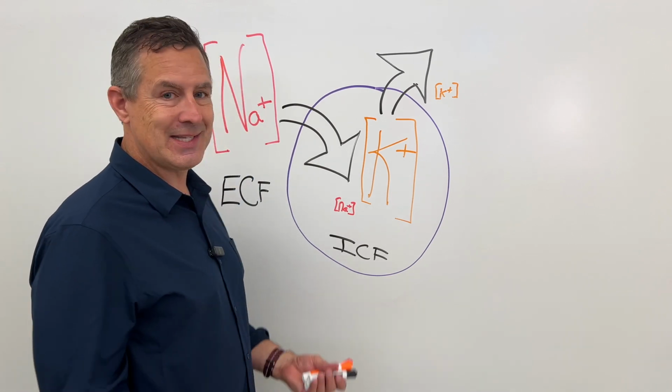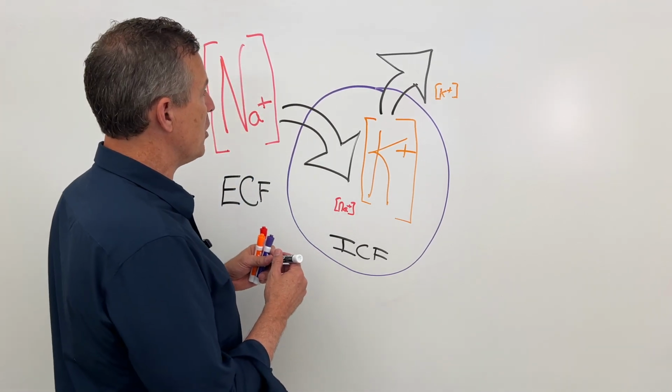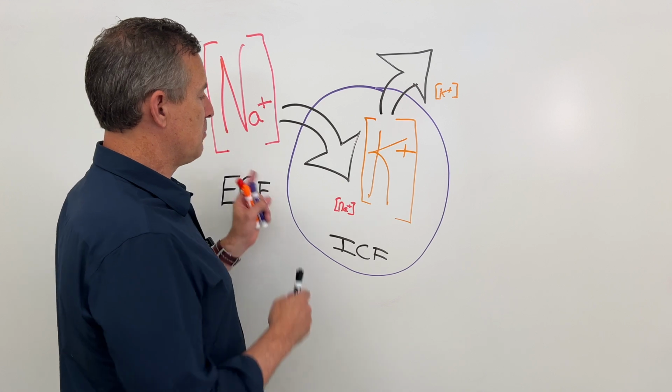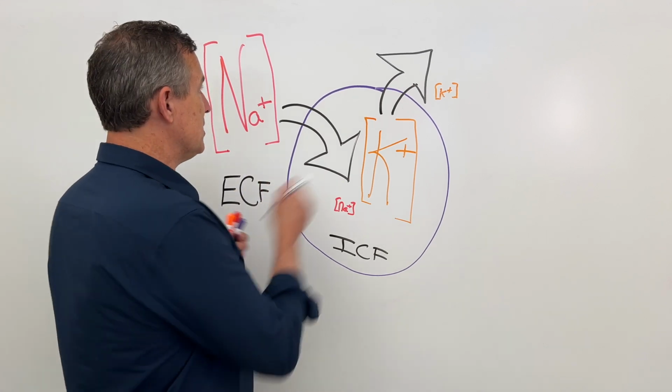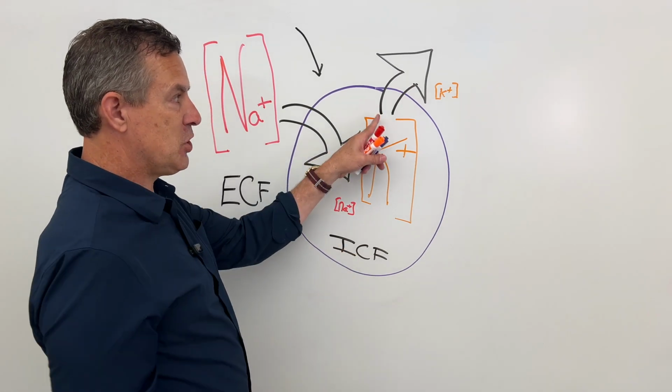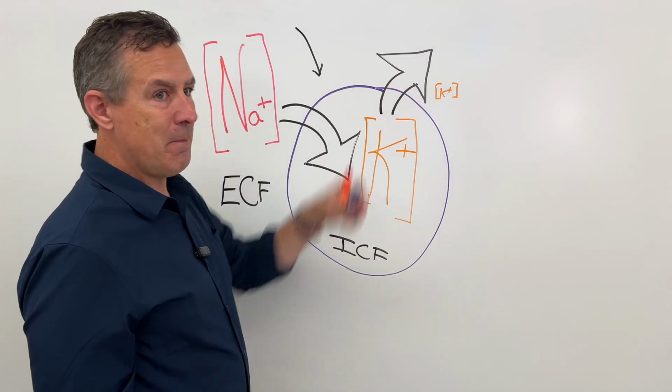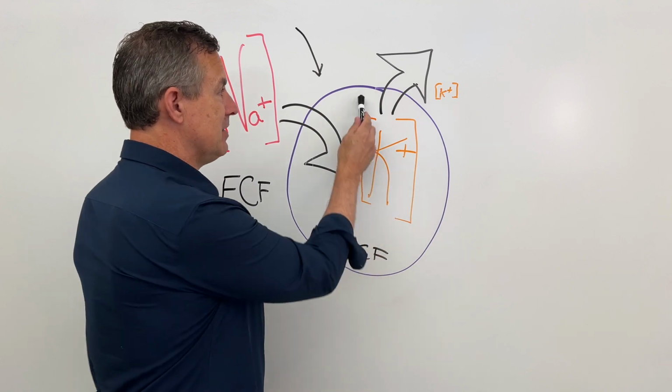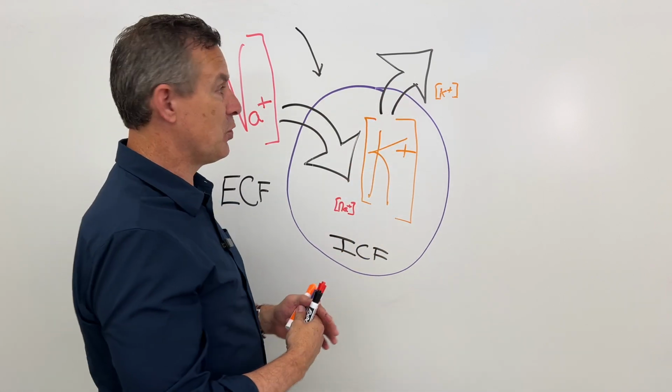I am reticent to always put an arrow for something moving down its gradient into a cell, down like that. But what I'm showing here is this arrow is going up, and it's just going up because in this case, presumably that's where the channel is.